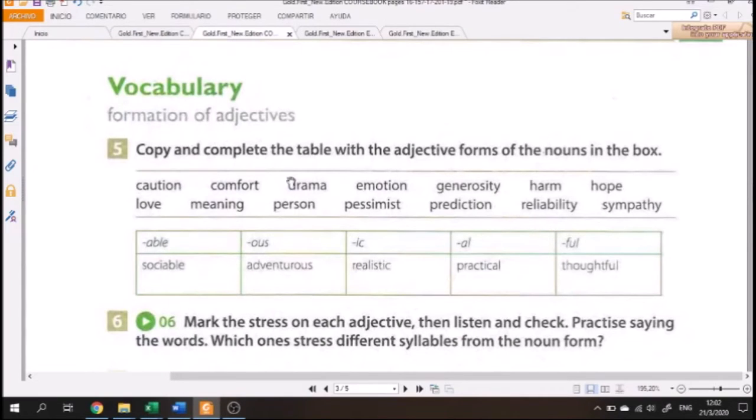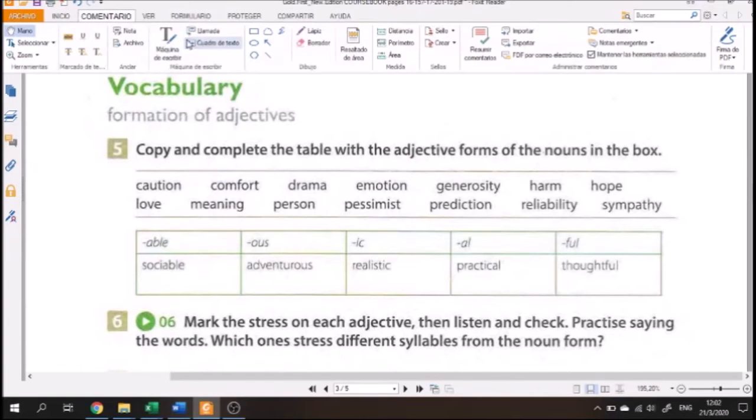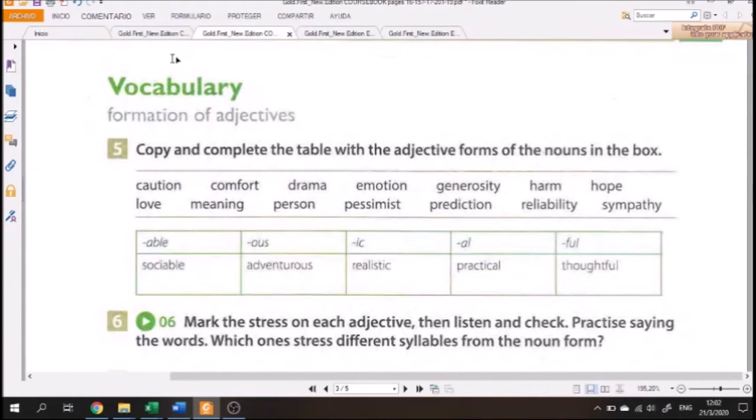In this box, what kind of words do you have in the box? Caution, love, meaning, comfort. What kind of words are these? Are they verbs? Are they adjectives? Are they adverbs? Are they nouns? What are they? Yes, these are nouns.